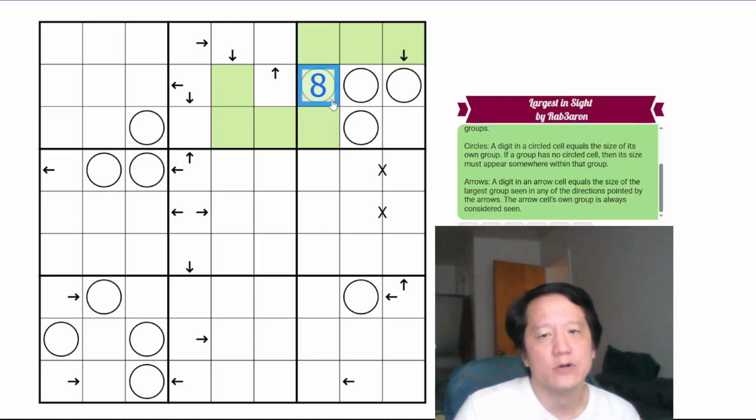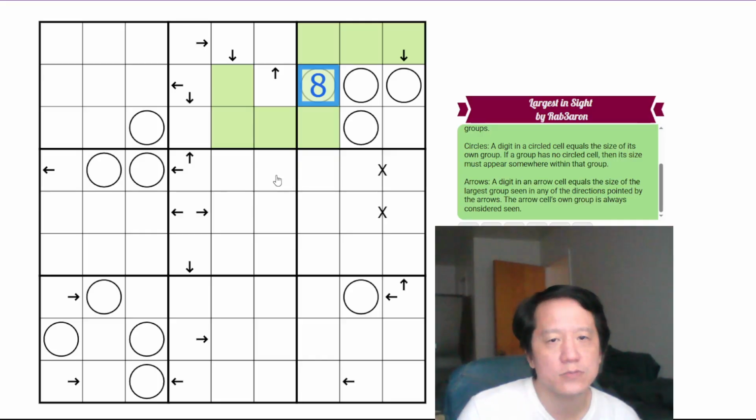We have arrows, where a digit in an arrow cell equals the size of the largest group seen in any of the directions pointed by the arrows. The arrow cell's own group is always considered seen.